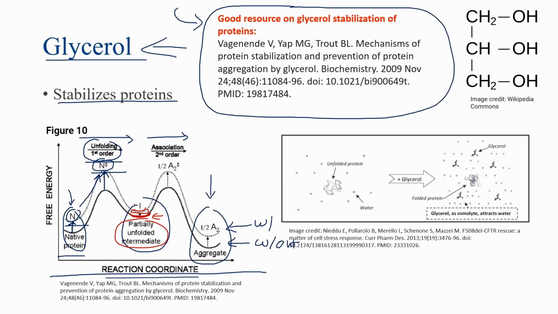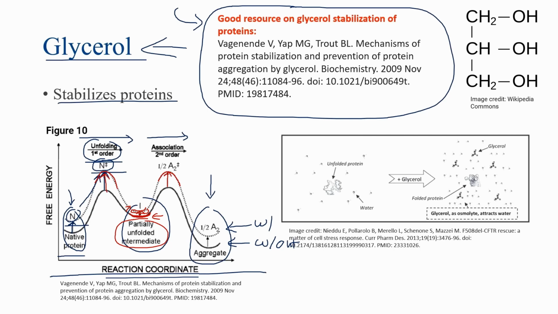What I want you to pay attention to is the following fact. Notice how glycerol interaction with proteins causes a higher transition state that you see here, as well as a higher second order association that you see here. Relative to that, the increase in the free energy diagram for the partially unfolded intermediate is not that much. So this increase here for the partially unfolded intermediate is not much. You only see a little arrow here as compared to this big arrow that you see here and the big arrow that you see here.